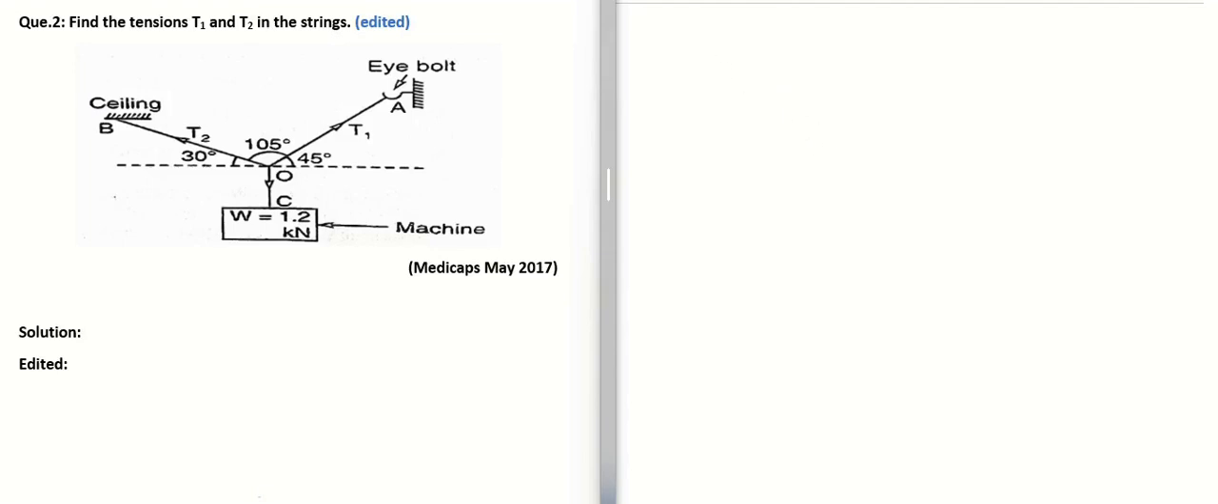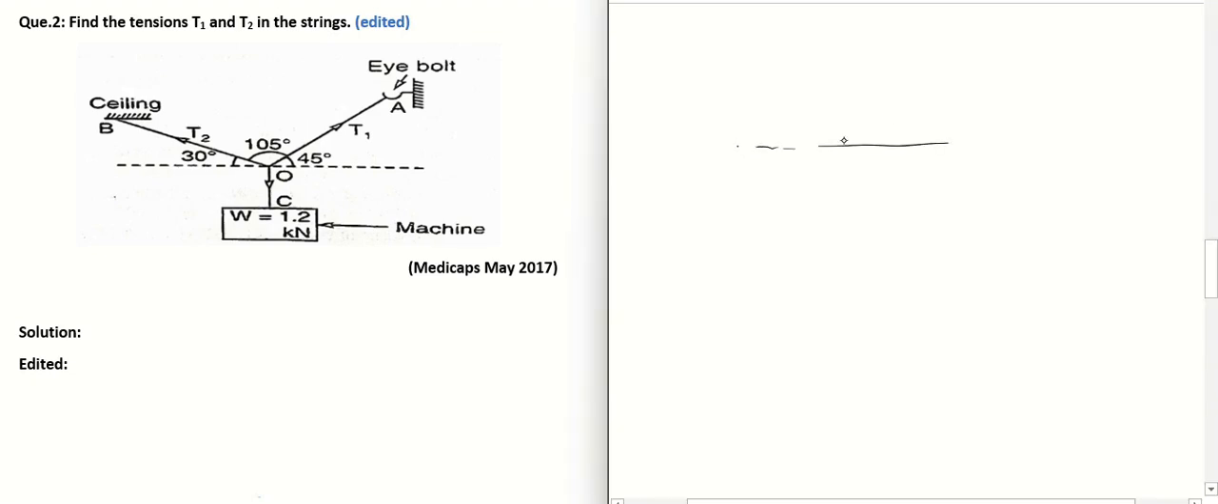Everyone, welcome to add-on. Now we are going to solve this question where we are asked to find the value of T1 and T2, which is nothing but tensions in the string. So let us see how we can solve the problem. Let us first draw the FBD of the diagram which we have.